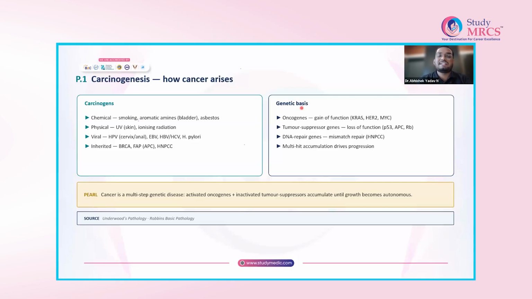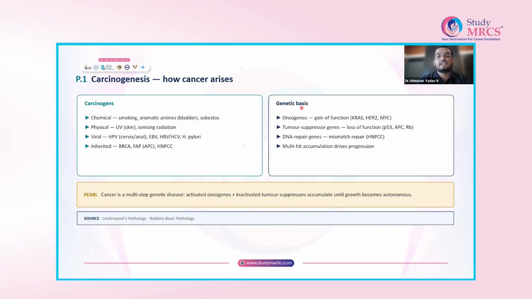Then we have the inherited gene mutations that lead to cancers, like BRCA in breast cancers, and FAP and HNPCC in gut and colorectal cancers. Coming to the genetic basis, most cancers develop because of mutations in certain groups of genes. We have something called oncogenes, like KRAS, HER2 and MYC. Normally they are in an inactive state, but once carcinogens enter the body, they activate these oncogenes, and that is responsible for the formation of cancers.